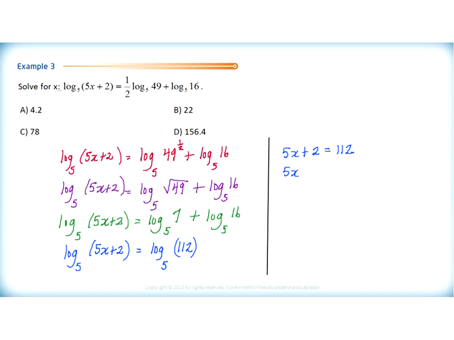Solving for x, we can subtract 2 from both sides of the equation, so 5x is equal to 110, and dividing both sides by 5, we are left with x equals 22 as our final solution. And this answer corresponds with B in the multiple choice items.